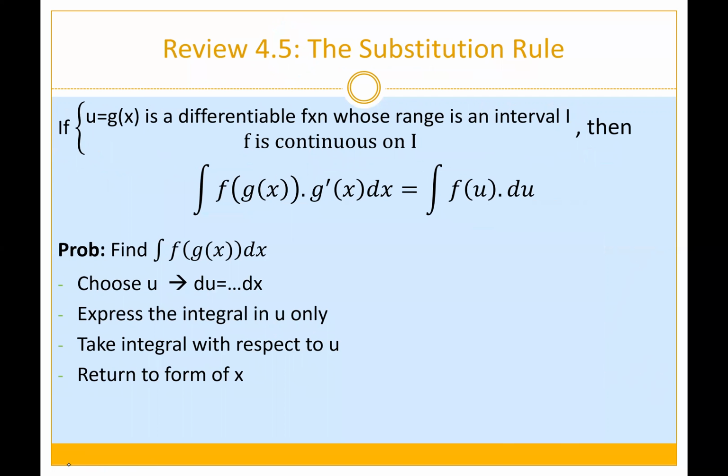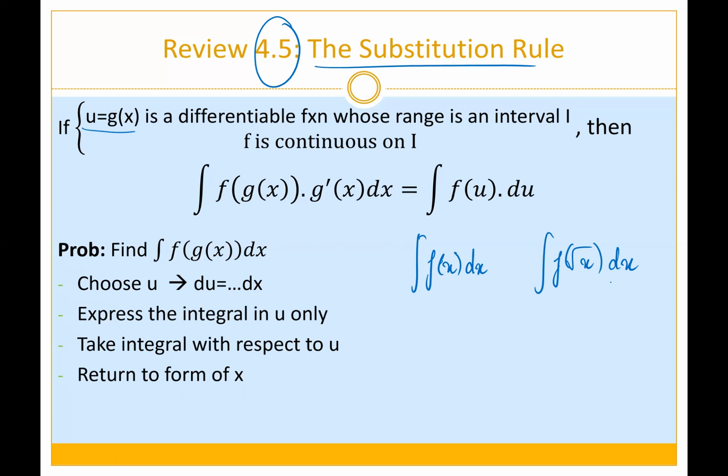So then we have 4.5. One way of finding an integral is using the substitution rule. Say that instead of a simple f(x) dx, you have a function that doesn't fall into one of the expressions in the previous table. Then you can make a substitution with u equals g(x). So if you have something related to the square root of x, you can substitute u equals the square root of x to make everything simpler.